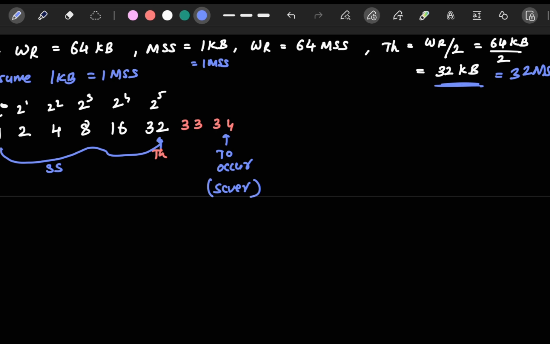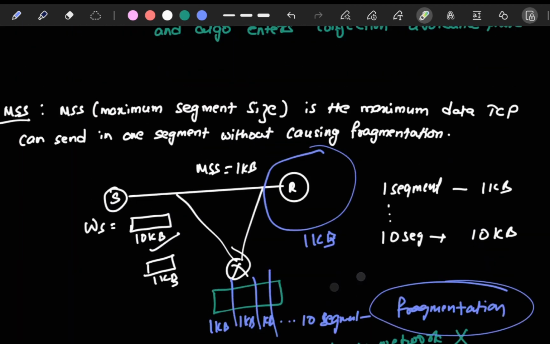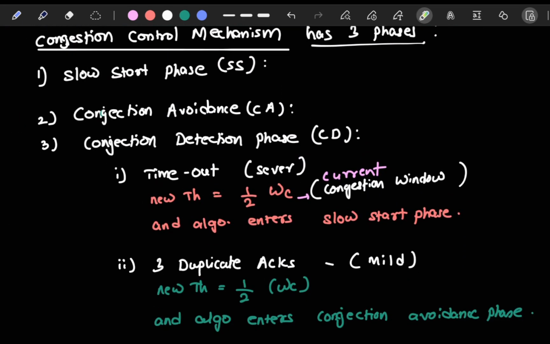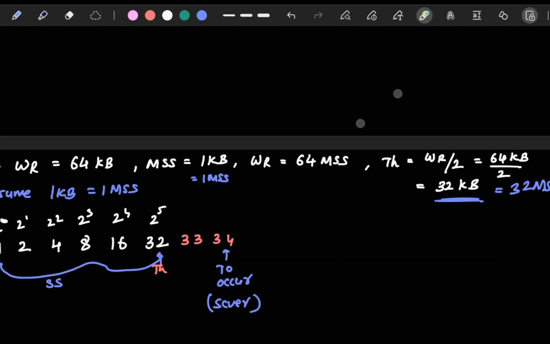So how will our algorithm resolve the problem at this time? What I told you: whenever there is a timeout at congestion detection, what will it do? Whenever there is a timeout, there will be a new threshold, which is half of the current congestion window, and then it will enter into the slow start phase. So whenever there is a timeout, it will calculate a new threshold and enter into the slow start phase.